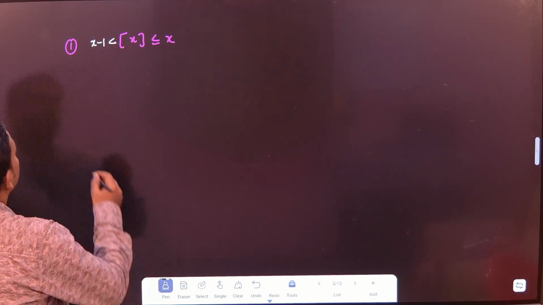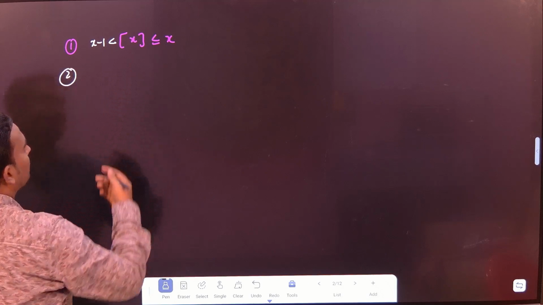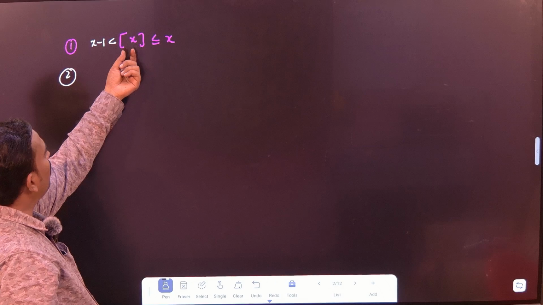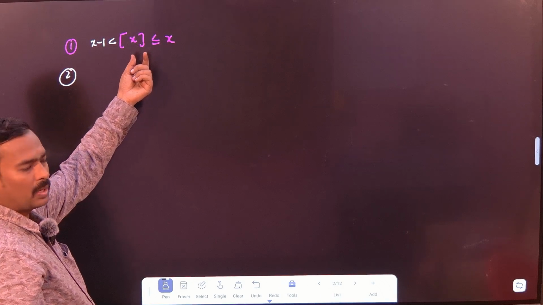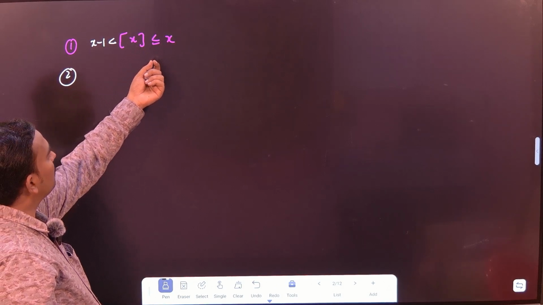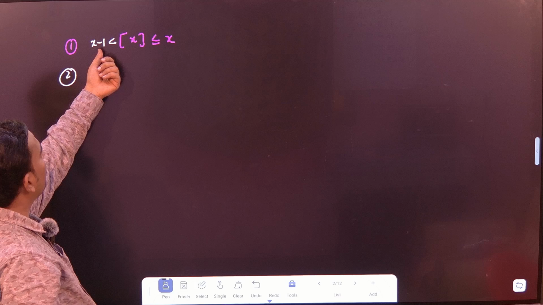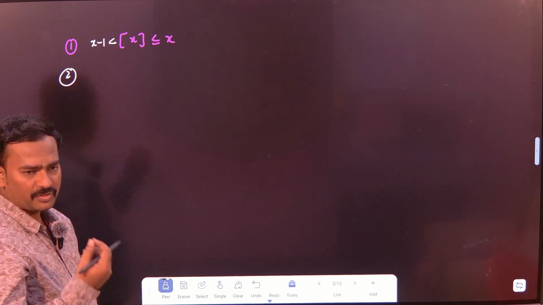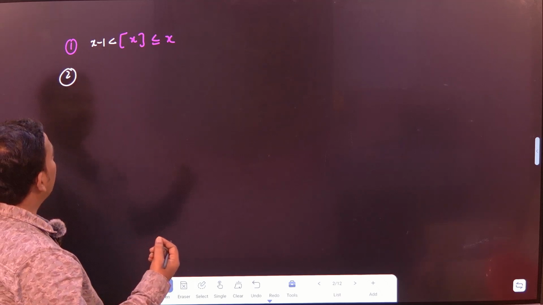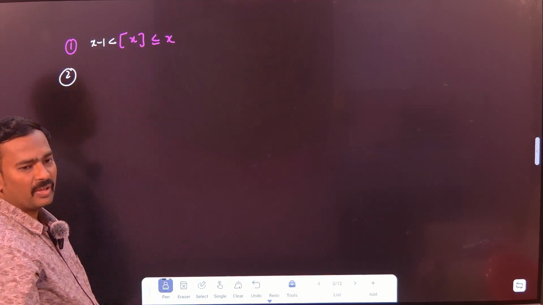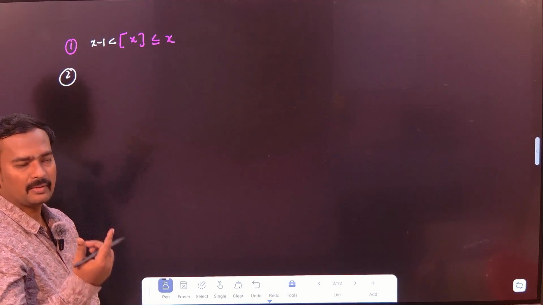Okay. And if you are not able to understand, let's take 1.5. So the greatest integer of 1.5 is what? 1. 1 is less than or equal to 1.5, and 1.5 minus 1 is what? 0.5. 0.5 is less than 1, and 1 is less than 1.5. It satisfies the inequality, right?